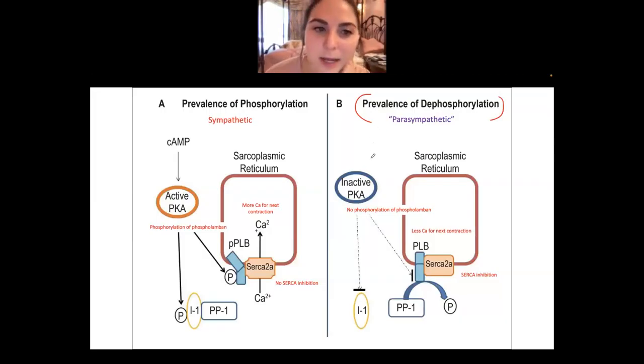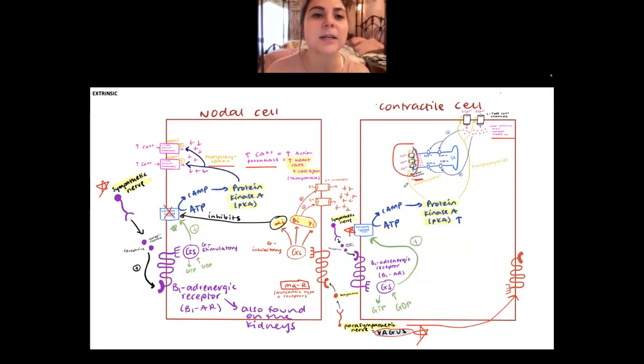So what happens here is inactive PKA, so there's no phosphorylation of phospholamban, so it's blocking SERCA entirely, and now calcium does not flow into the sarcoplasmic reticulum, and there's less calcium for the next contraction. So if you're exercising, this is another thing that protein kinase A can do to override the normal pace. We can have more calcium ready in the sarcoplasmic reticulum for the next contraction. So it can help you increase your stroke volume and increase your cardiac output.